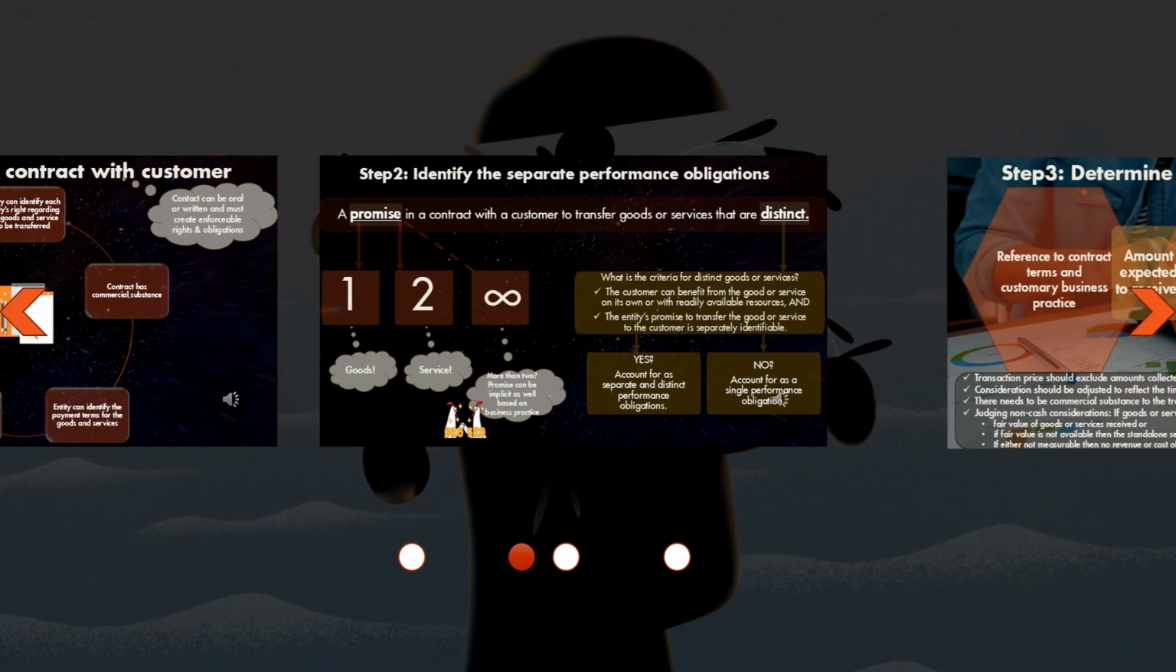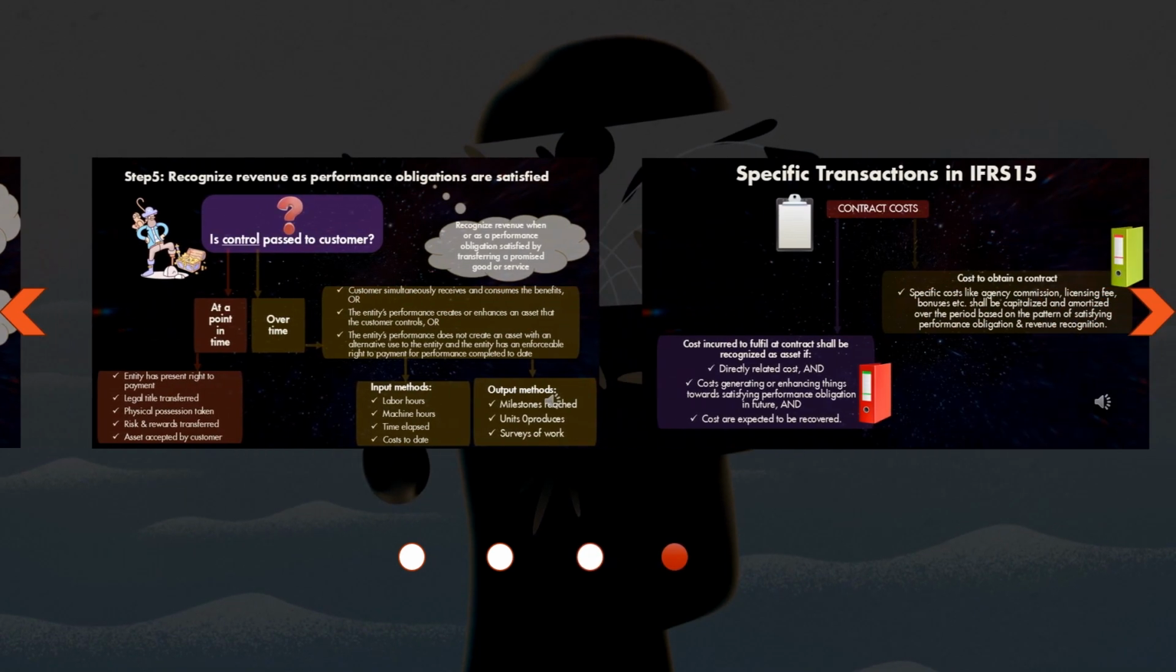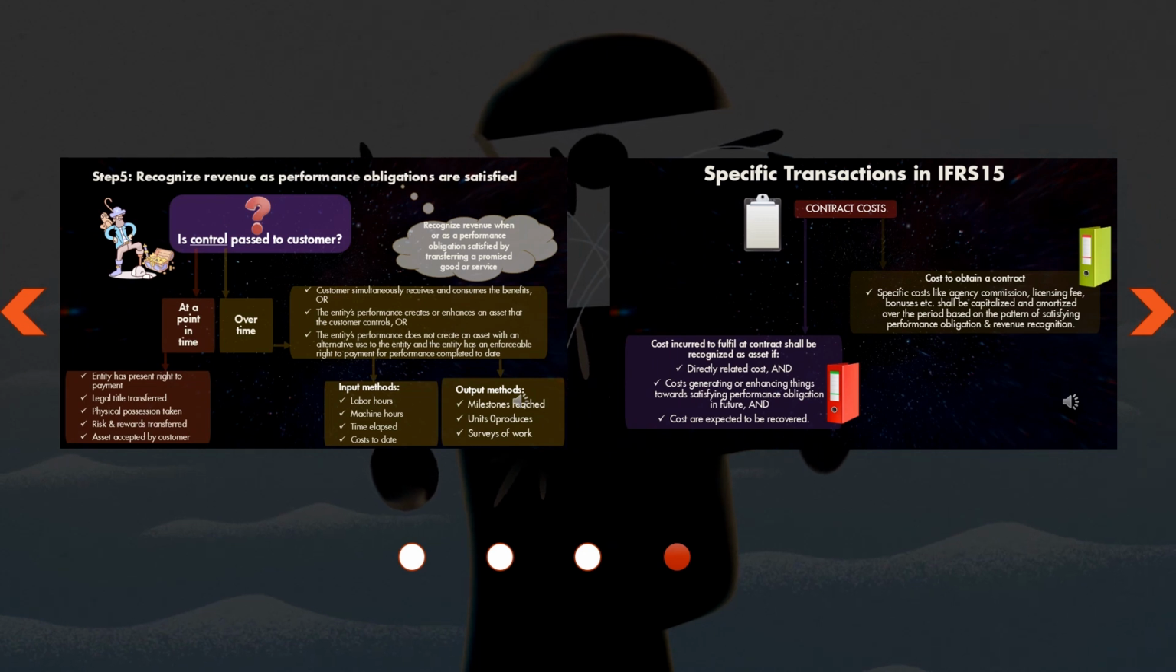Kindly note that this standard was written by IASB along with FASB as a joint project, which has resulted in minimizing differences with its US GAAP counterpart, that is FASB ASC 606.